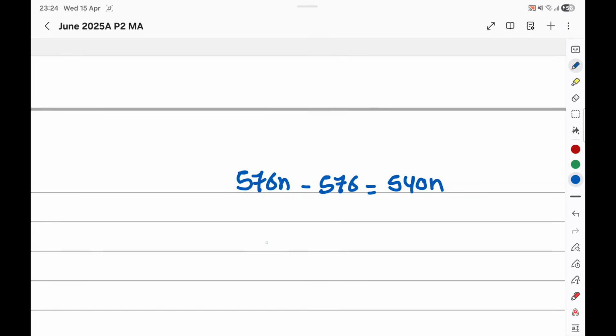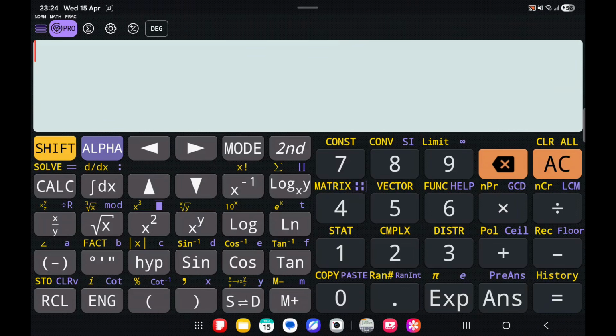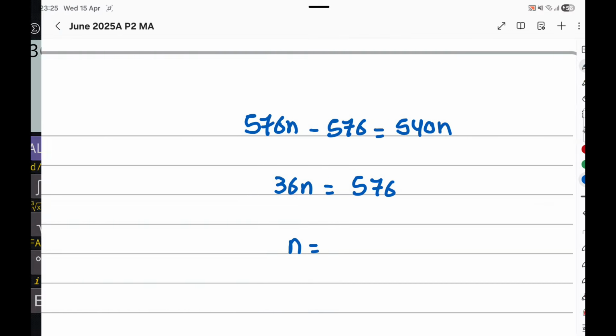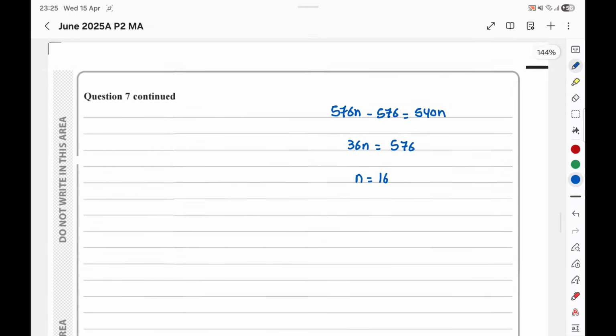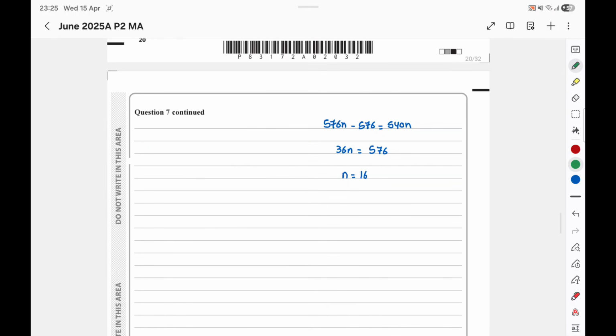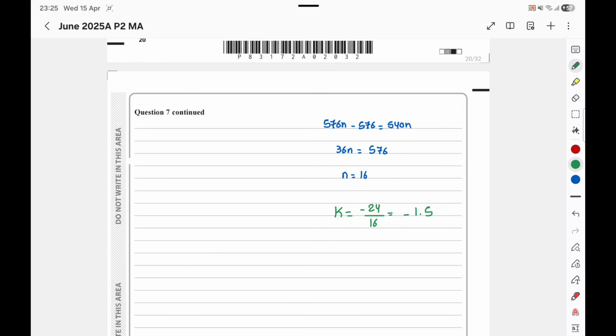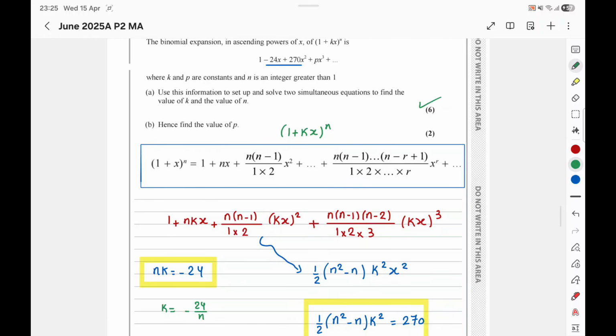576 minus 540 is 36n. Move the negative 576 to the right-hand side by adding. So n would be 576 over 36, which is 16. So n is equal to 16, and k is equal to negative 24 over n. So k is equal to negative 24 over 16, which is negative 1.5. Part A done. We got the value of k and the value of n.